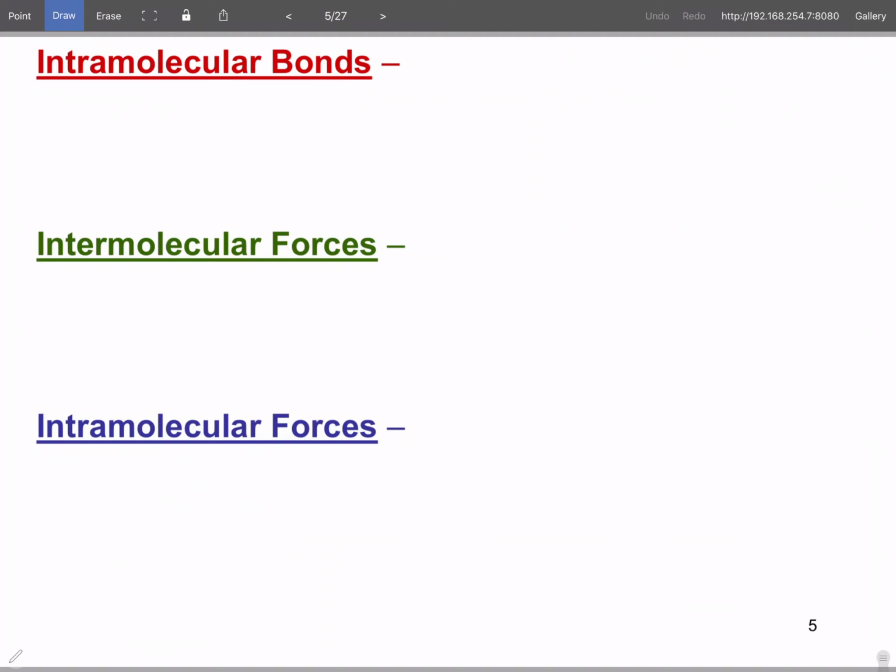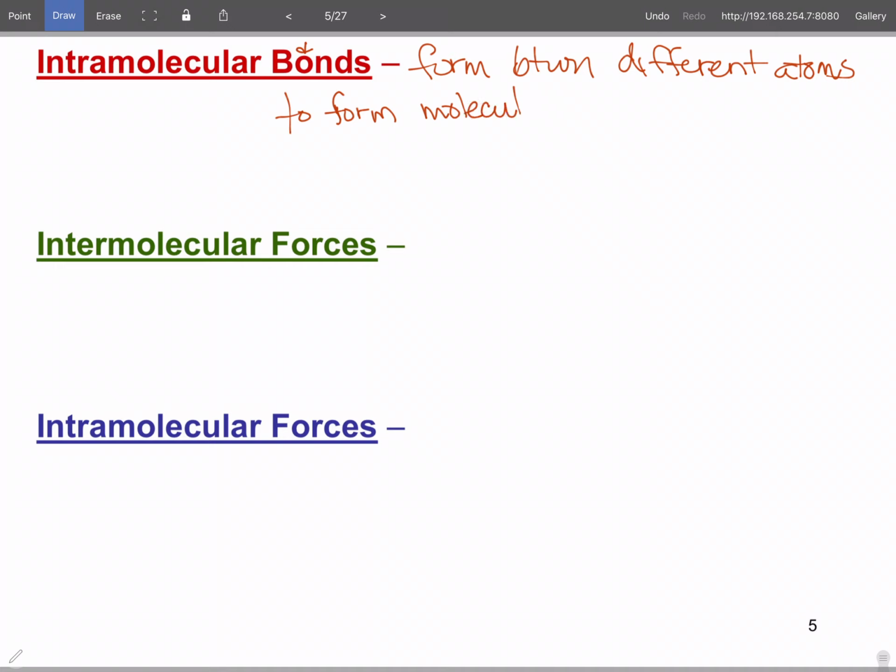Now, what is going on? Well, we have three things. The first one is a bond, and this is a bond, and they're going to form between different atoms to form molecules. And so we did covalent bonding at the end of 1211. So we talked about sharing electrons. These are bonds. These are very strong. And they hold atoms together.